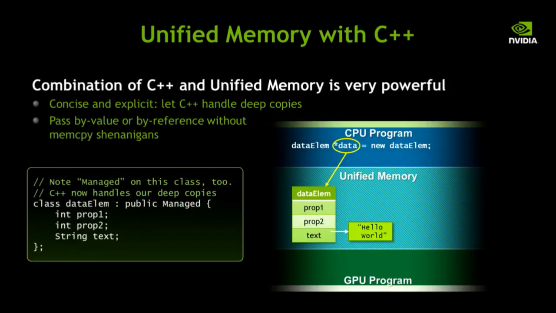And so now in my data element class, if I use this string class instead of a char star, and the data element is also managed, by inheriting from the managed base class, then now I have a concise and explicit way to let C++ handle my deep copies for me. And it enables both pass by value and pass by reference for data structures when calling kernels.